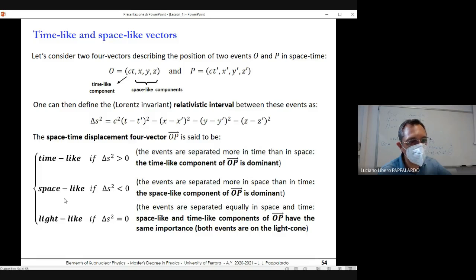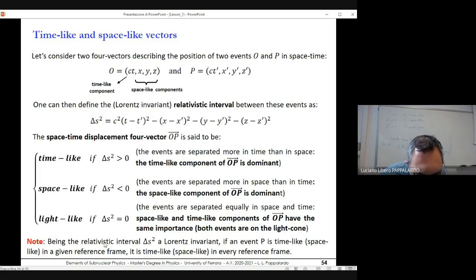In the opposite case, our displacement vector is called space-like if now this relativistic interval is negative, and this can only be possible if the spatial component, okay, the space-like component is greater than the time component, again. And then it is light-like if the interval is equal to 0, okay? In this case, the space-like and the time-like component of the displacement vector have the same importance, clearly. So the difference goes to 0. And this we can visualize.